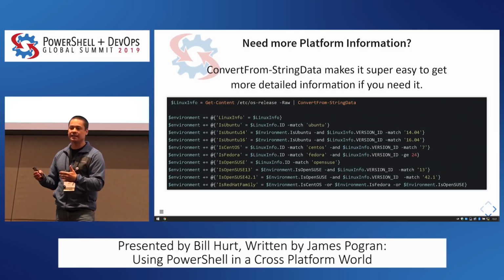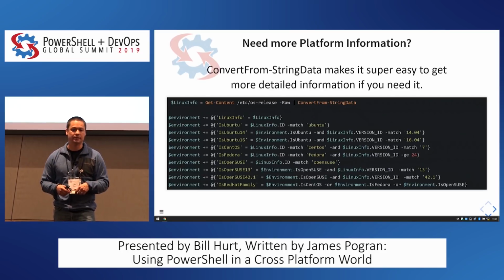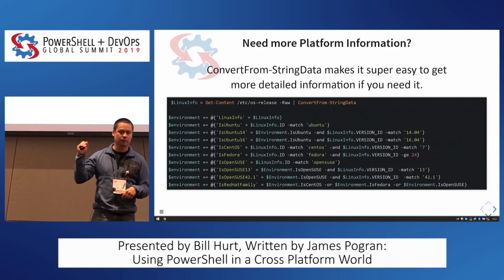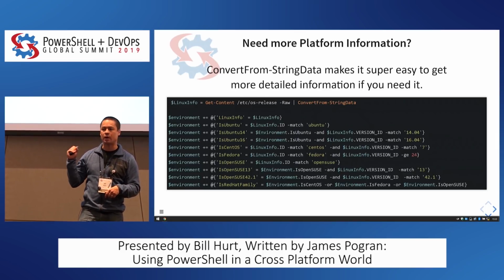There's a link to the script in the notes. But this is just kind of an idea of a pattern that you can use to get more detailed information from the operating system. And I especially want to point out the ConvertFrom-String cmdlet right there. That is new to PowerShell Core. You get it on Windows as well.